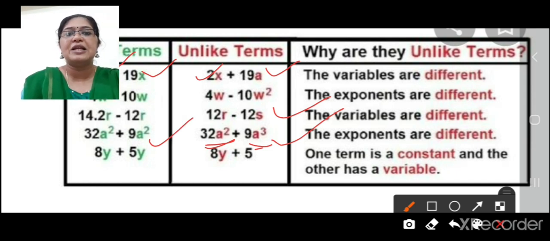Here 8y plus 5y, both variables are the same, so it is a like term. Here 8y and 5: 5 is a constant, it is a number. No variable is there, so we can't say it is a like term. It is an unlike term. Understood? Now we'll go to the next concept.